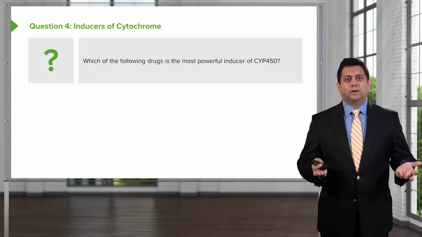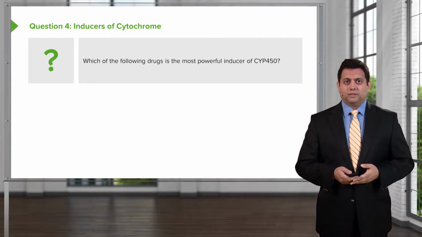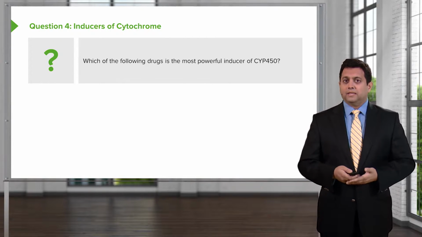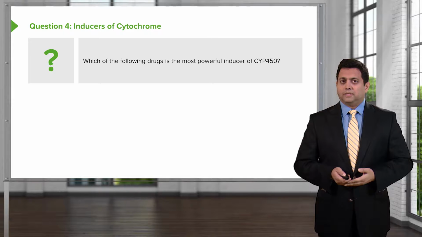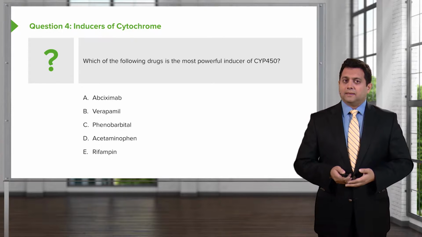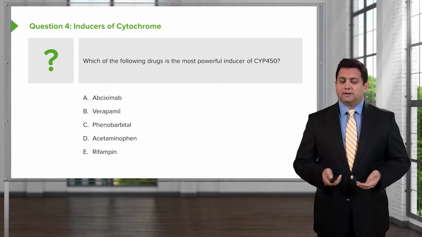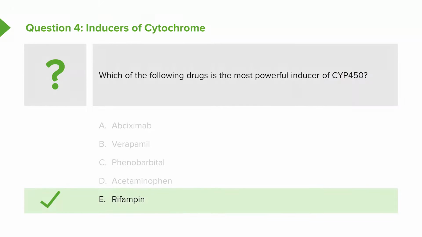Okay, let's look at a question for inducers of cytochrome P450. Which of the following drugs is the most powerful inducer of cytochrome P450? Is it abciximab? Is it verapamil? Is it phenobarbital? Is it acetaminophen? Or is it rifampin? The answer is rifampin. So remember, rifampin is your prototypical inducer. It is also the most widespread inducer and the most powerful inducer.